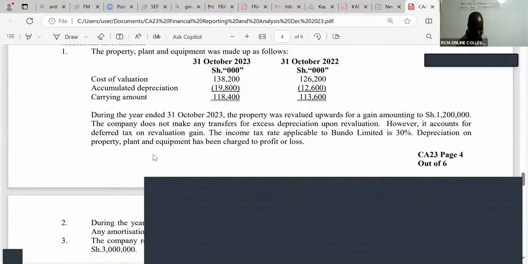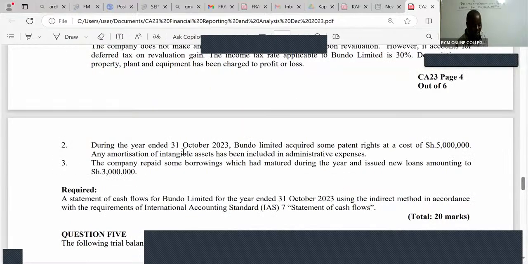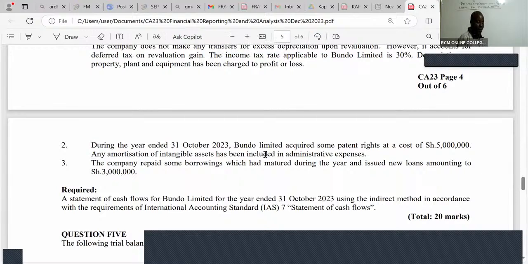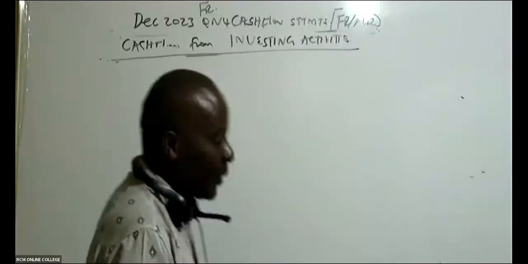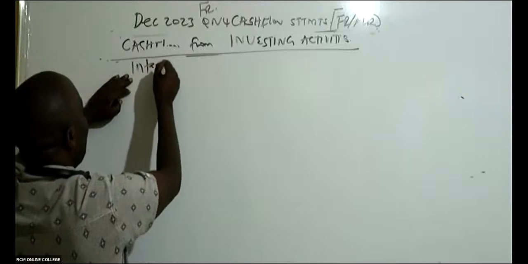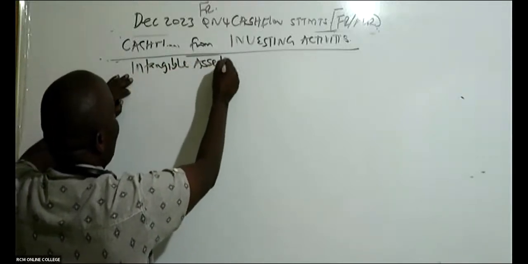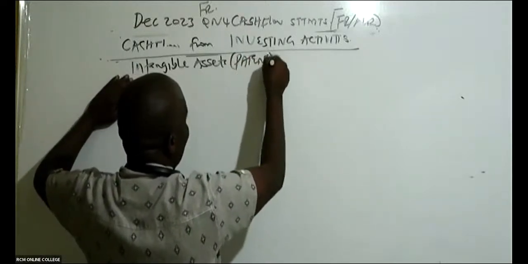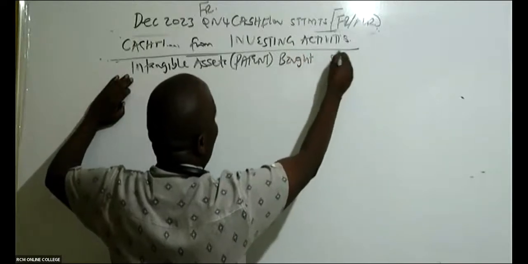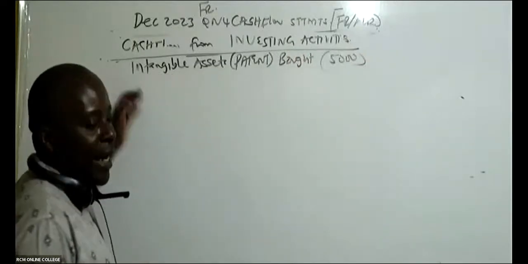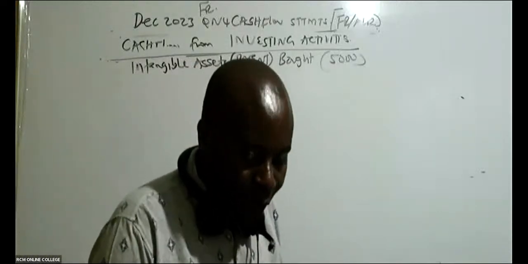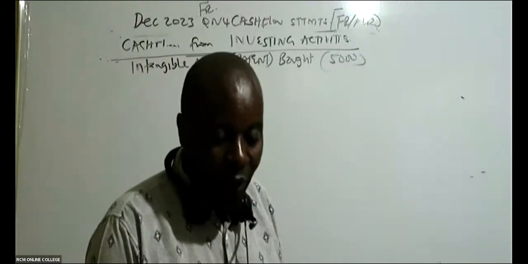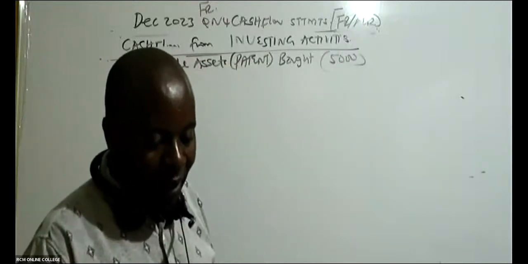You can see, ladies and gentlemen, we are told here, during the year 31st October 2023, Bundo Limited acquired some patents. So in this case, we bought some patents, intangible assets bought. That's an investment, intangible asset, which is a patent bought. And if you remember very well, it was 5,000. It is a cash outflow. The format has a mark.